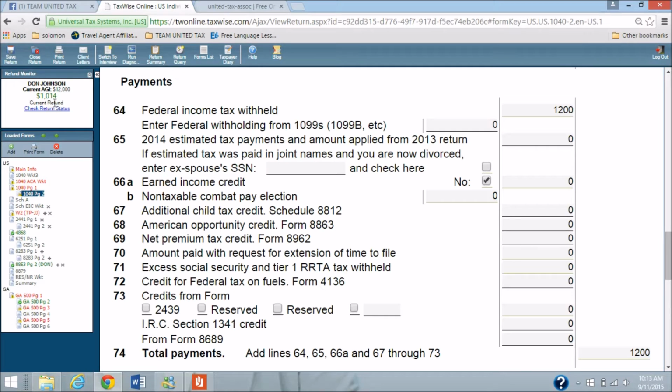Okay, now we're going to take a look at Earned Income Credit here on 66A. This is a big one. The Earned Income Credit was a program that was designed by the federal government that brought low-income people above the poverty line. So in a lot of these cases, one child can yield about $3,500 in Earned Income Credit. And I will show you how that works.